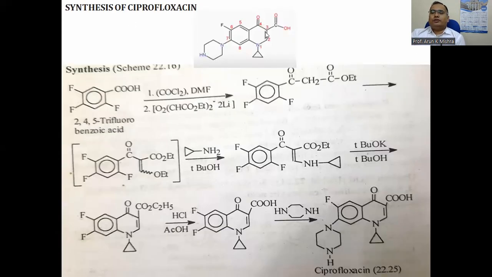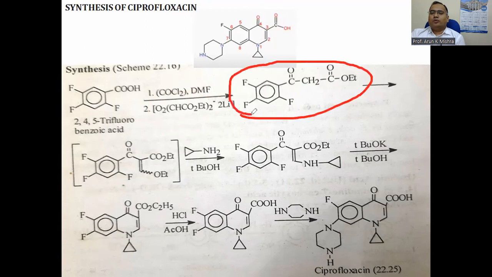Now we should think and we should study the synthesis of ciprofloxacin, one of the important compounds of the fluoroquinolone category. And for this, 2,4,5-trifluorobenzoic acid. This position is called 1. This one is 2, 3, 4, 5. So 2, 4, and 5 trifluorobenzoic acid was reacted with this moiety in the presence of dimethyl formamide, which is resulting into this compound.